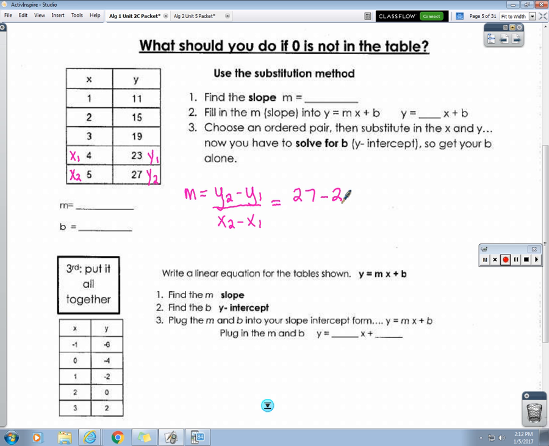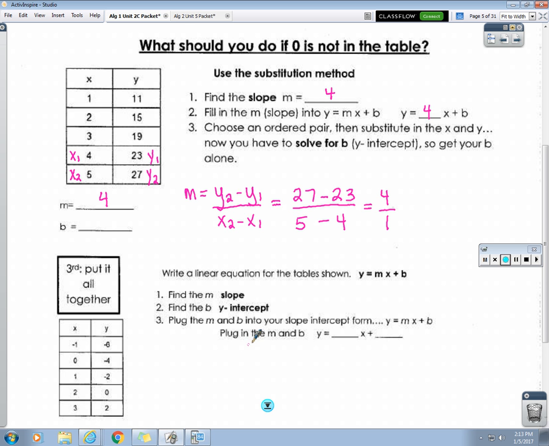Minus, over, right. 27 minus 23 is 4. 5 minus 4 is 1. So the slope is 4. So we know part of the equation now. We know mx. We still do not know b though because it wasn't visible in the table. We just know the m is 4.